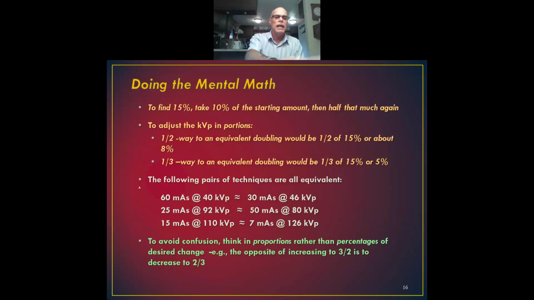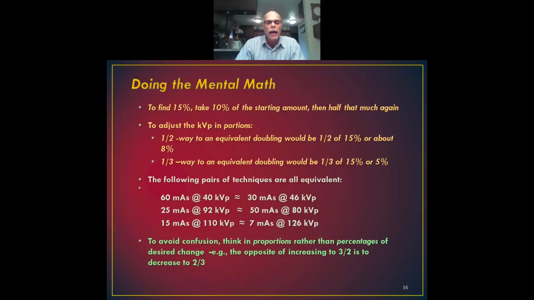So we were at 60 mass at 40. We did the 15% rule, and we got 46. So now we have 30. Tongue-tied here, apologize. Okay, so the next one is 25 mass at 92 kVp.